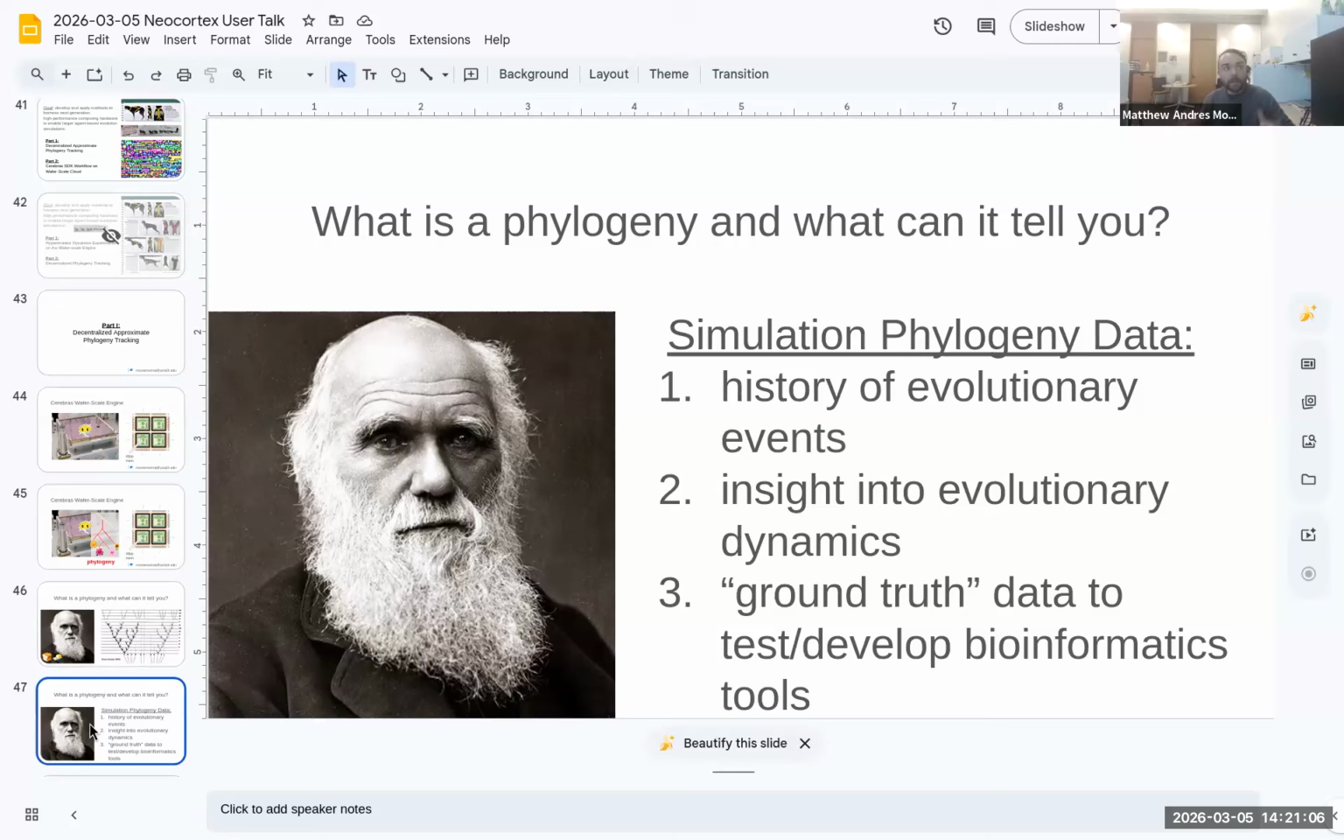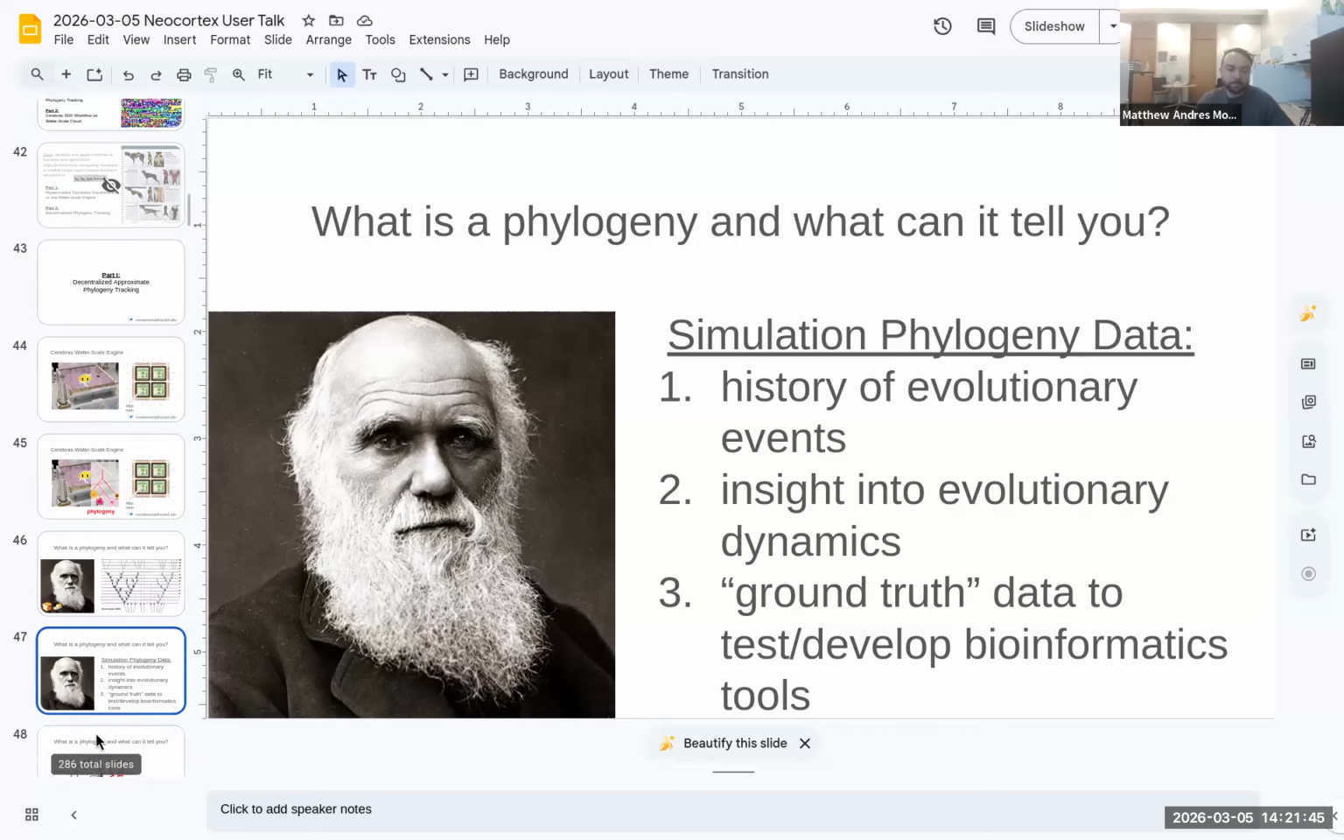And getting this ancestry tree data, this phylogeny data, off of the chip is important not only to give us a play-by-play account of the history of evolutionary events that occurred in the simulation, but looking at the actual composition and the structure of these trees can tell us a lot about underlying evolutionary dynamics. And in applications where we're doing simulations to generate ground truth data for testing and developing bioinformatics pipelines, having phylogenies that come out of the simulation that we can then feed into those pipelines is really important.